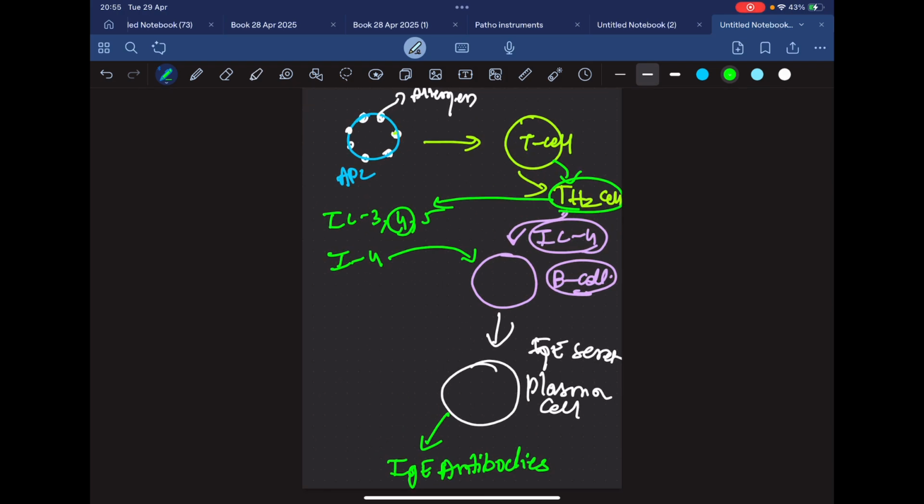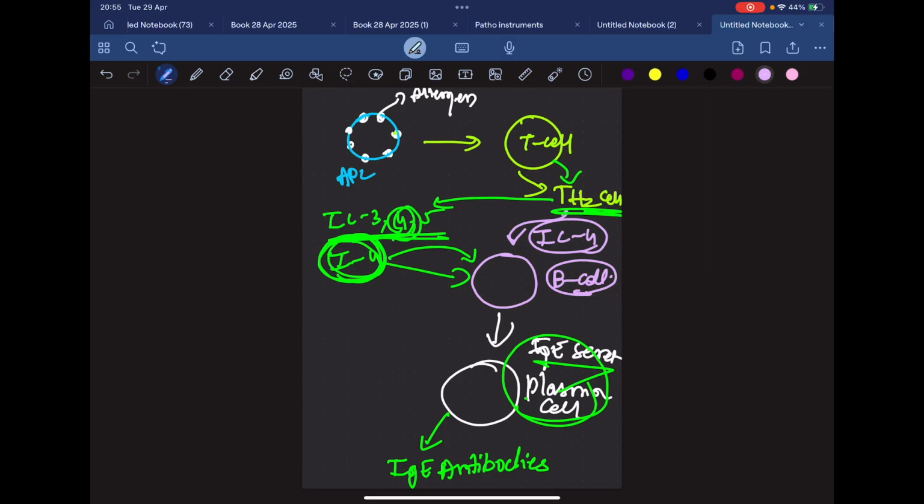So the APC, which has the allergen on its surface, is going to present the allergen to the T cell and activate it. The T cell in turn differentiates into a T helper 2 cell. The differentiated T helper 2 cell is going to secrete interleukin 3, interleukin 4, interleukin 5. Particularly, interleukin 4 is going to activate the B cell. The activated B cell in turn activates the IgE secreting plasma cell, which secretes IgE antibodies.